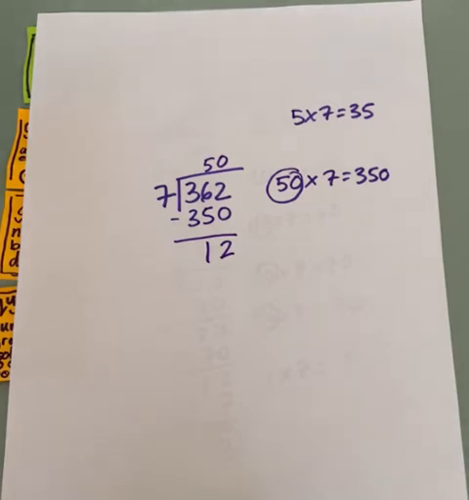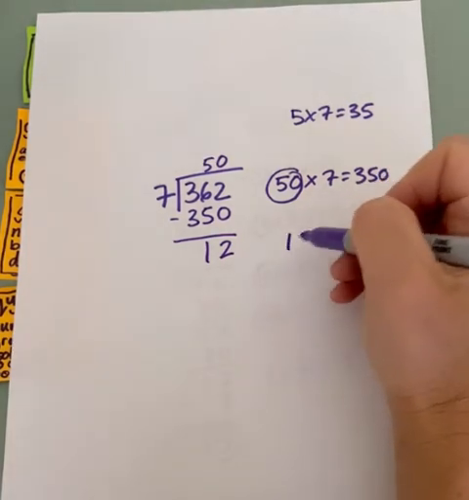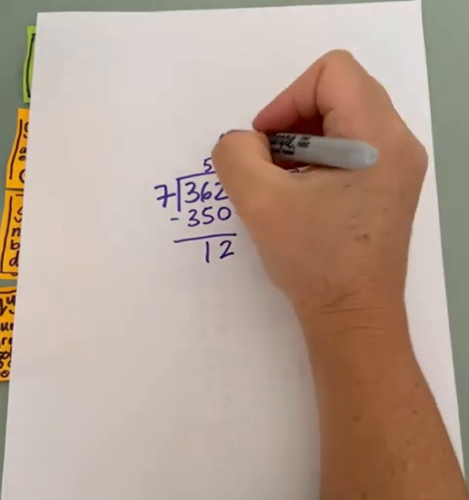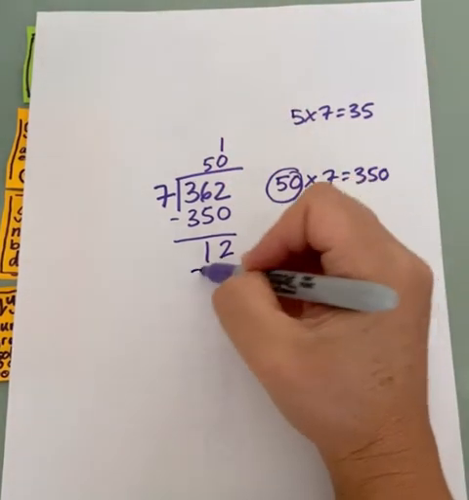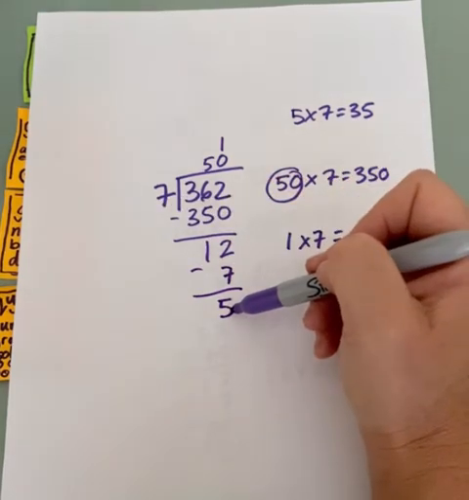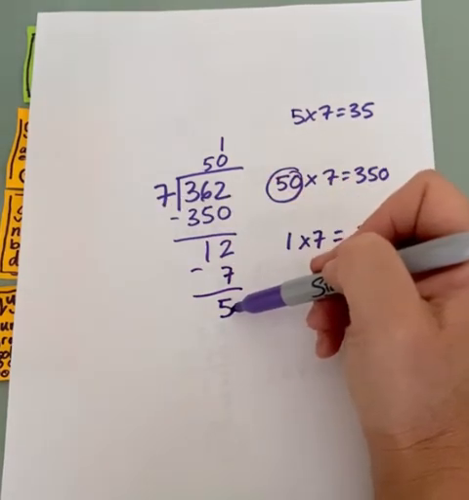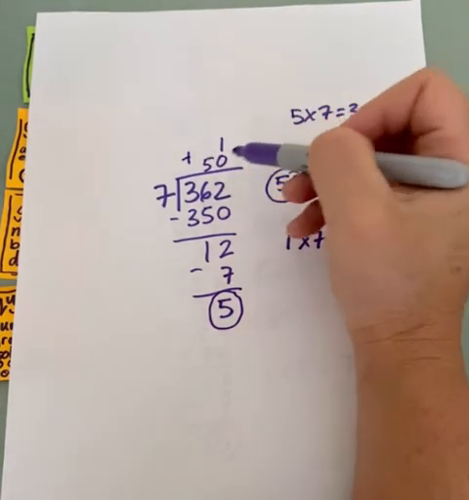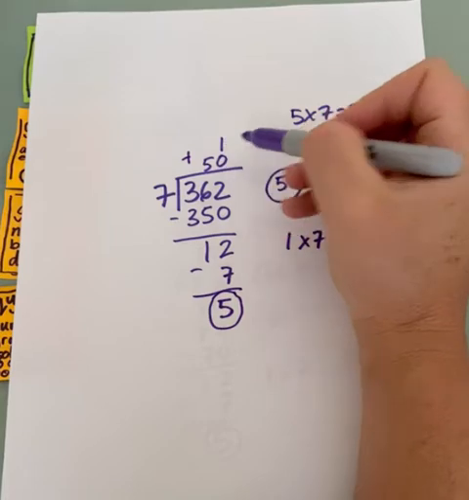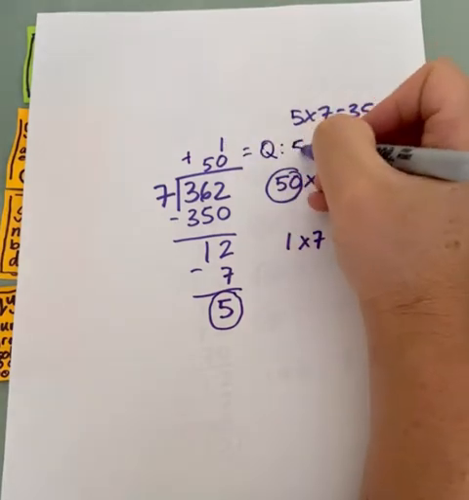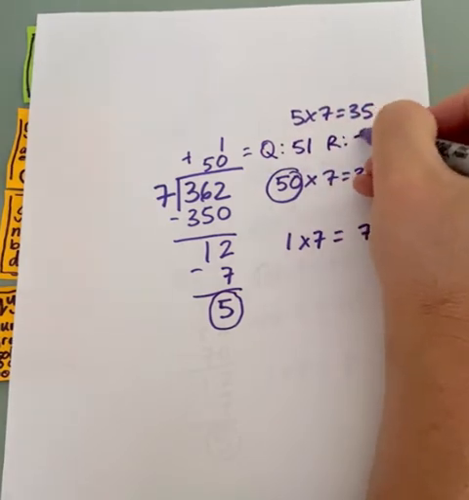And as we did before, I know that there's at least one group of 7 inside of 12, which I will then place up here and subtract 7 from my total to get 5. And we know that there's no more groups of 7 in 5 because 5 is smaller than 7 and 7 couldn't fit. That's going to become my remainder. And now all I have to do is add my 50 groups of 7 and my 1 group of 7 to get a quotient or an answer of 51 groups of 7 with a remainder of 5.